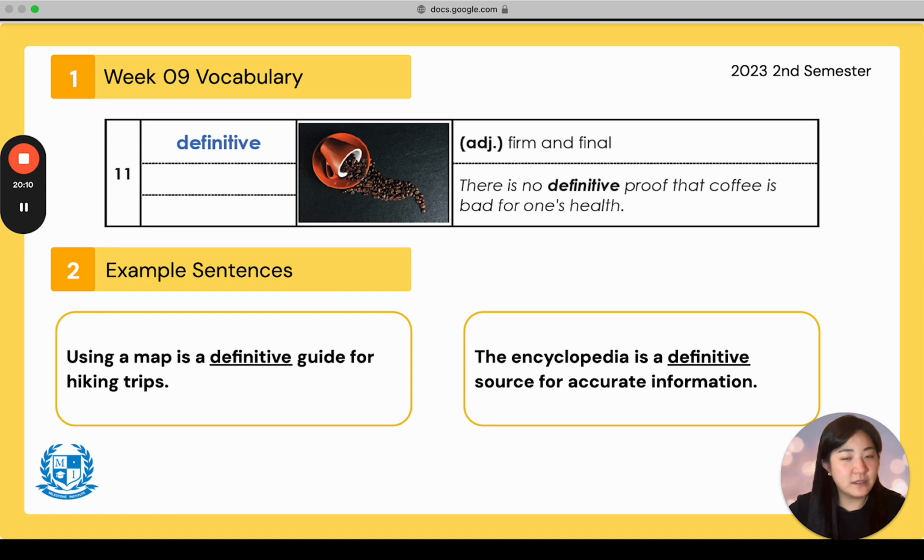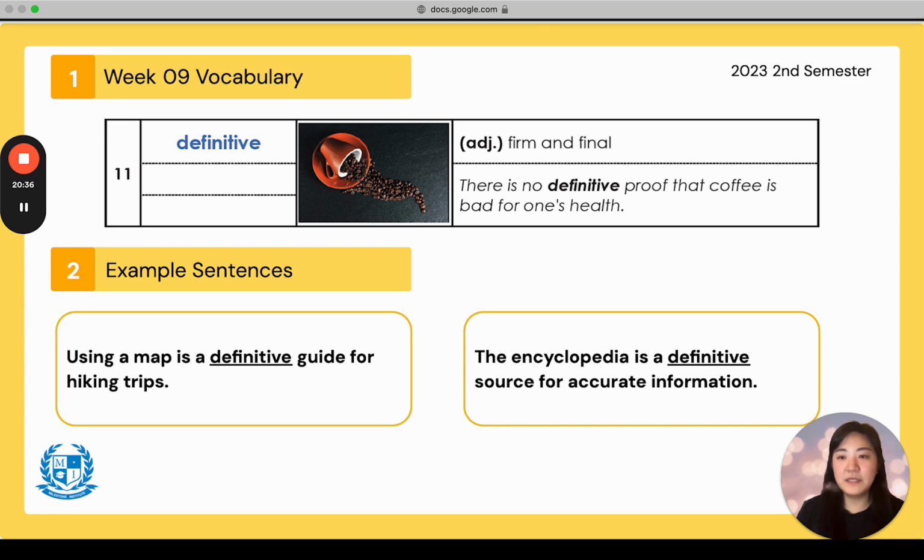I did not know that. But the caffeine, anyways. So there's no firm or final proof or research that shows that coffee is really bad for someone's health. But I do know coffee is not good for growing children because of the caffeine. Everyone repeat after me. There is no definitive proof that coffee is bad for one's health.